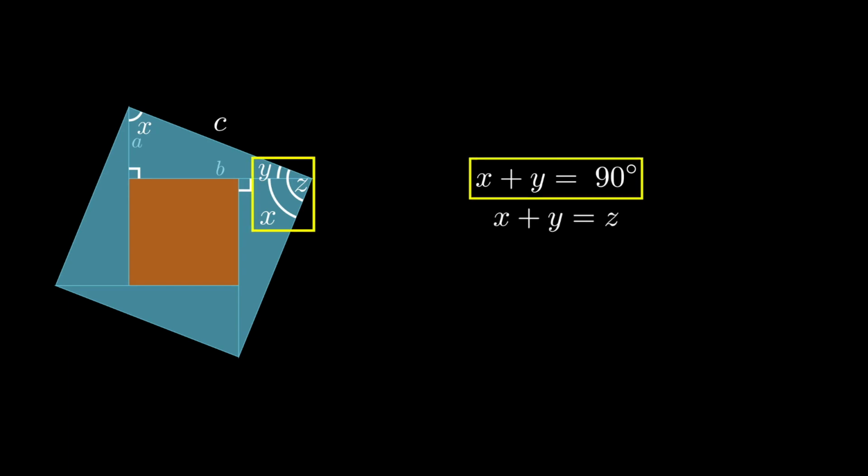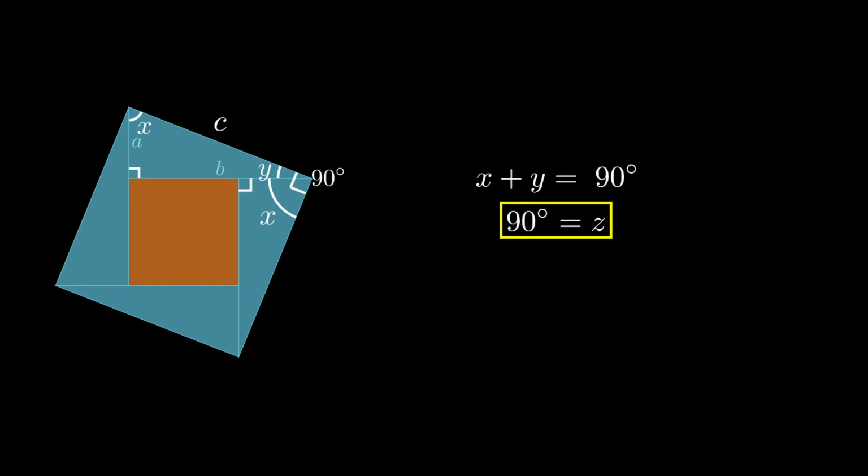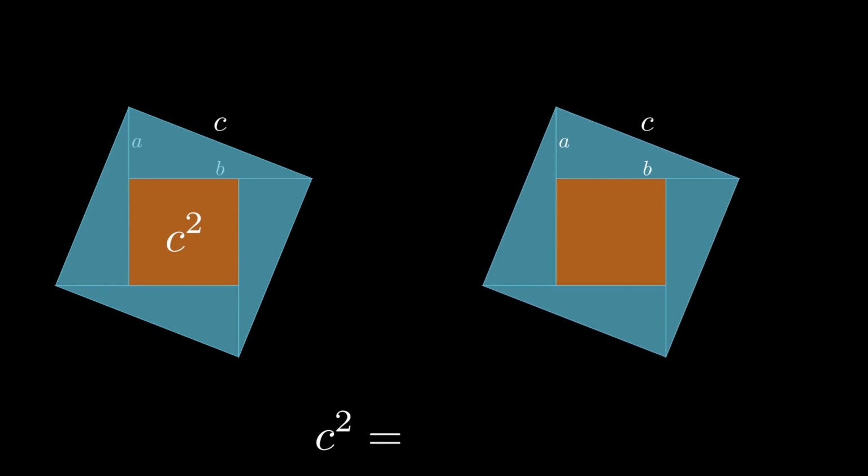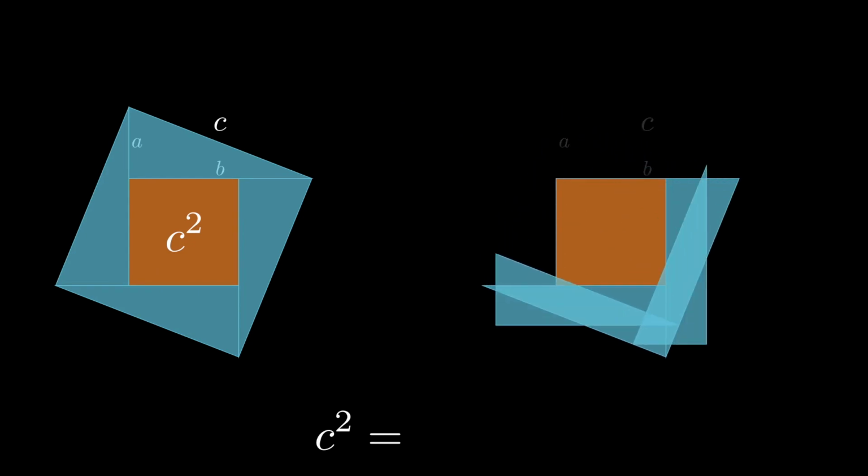Now what is this angle here, the one that I've decided to call z? Well, notice that z is just the sum of x and y. And remember that x plus y is 90 degrees, so z must also be 90 degrees. Of course, we can do this for all the other angles in our shape, and we'll find that each of the angles are right angles. Since we know that this shape is a square of side length c, we also know that its area is c squared. Let's make a copy of this shape, and we'll move these triangles to a new home, like this.